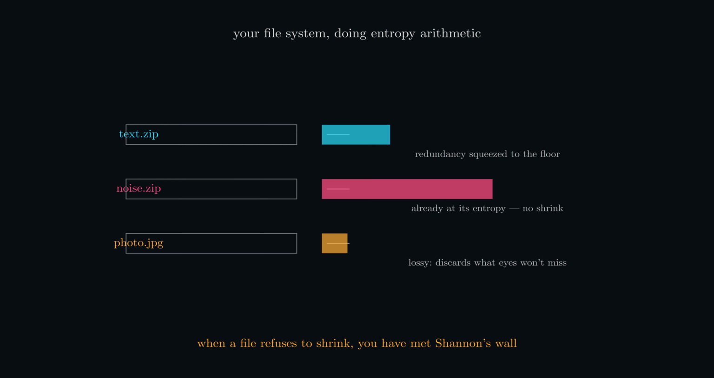JPEG and MP3 cheat differently. They discard what your eyes and ears won't miss, losing information on purpose, below the lossless floor. And when a compressed file refuses to shrink further, you have met Shannon's wall personally. Every progress bar on every download is entropy, doing arithmetic.